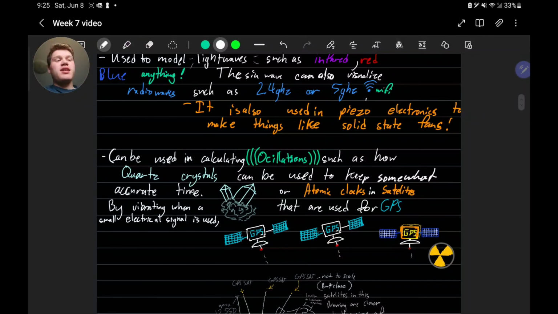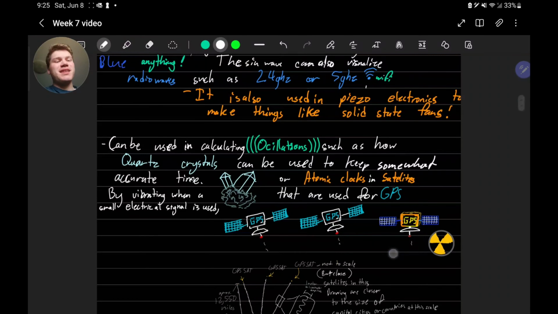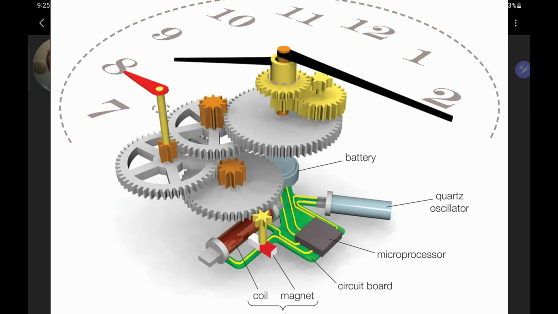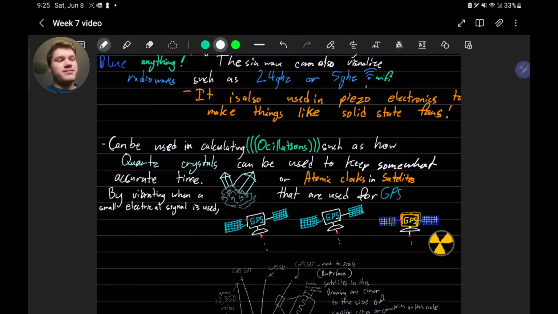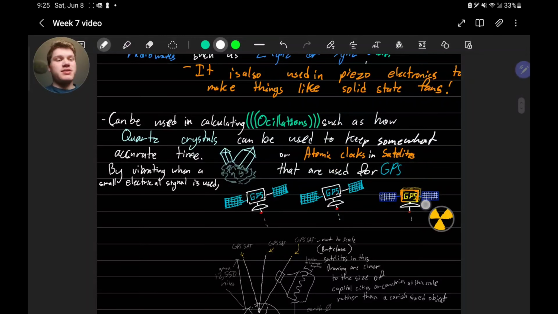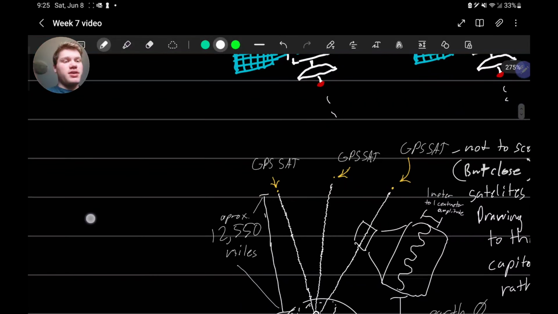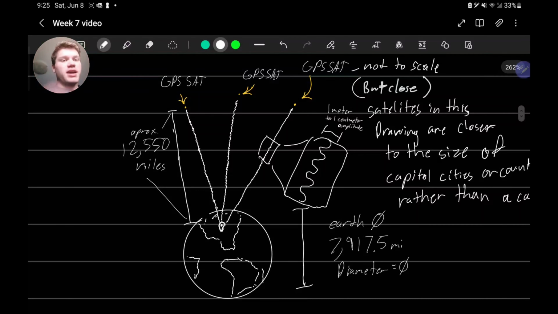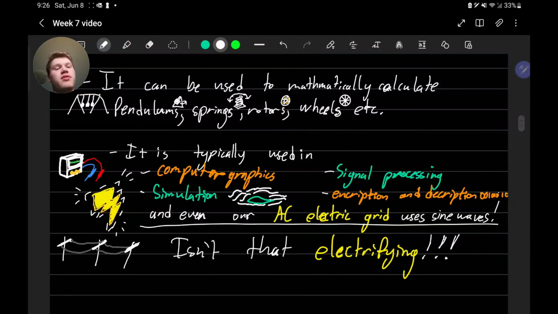It can also be used in calculating oscillations, such as how quartz crystals can be used to somewhat keep time in a watch or a clock or an alarm clock or whatever. It can also be used in atomic clocks that are used for GPS, like on your phone, to be able to keep your location. Here's a little example here of what it would look like. It's typically used in the industry for computer graphics, signal processing, simulation, encryption and decryption, and even our AC electric grid uses sine waves. Isn't that electrifying?